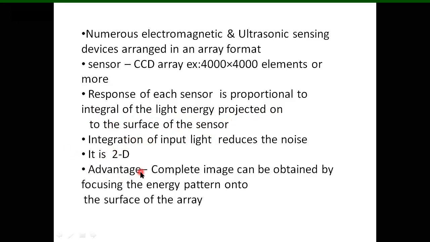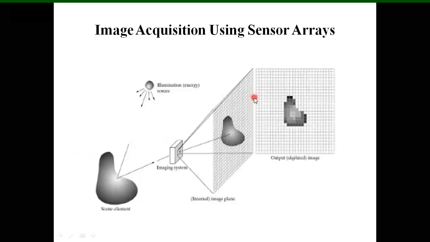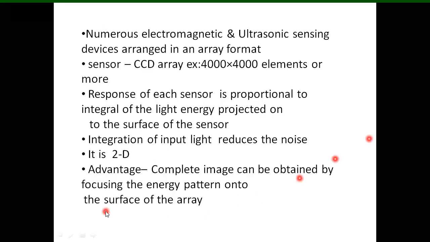It is two-dimensional. Integration of input light reduces the noise, which is unwanted in that image. The advantage is that usually the complete image can be obtained by focusing the energy pattern onto the surface of the array. So here you are getting the totally complete pattern of the image.